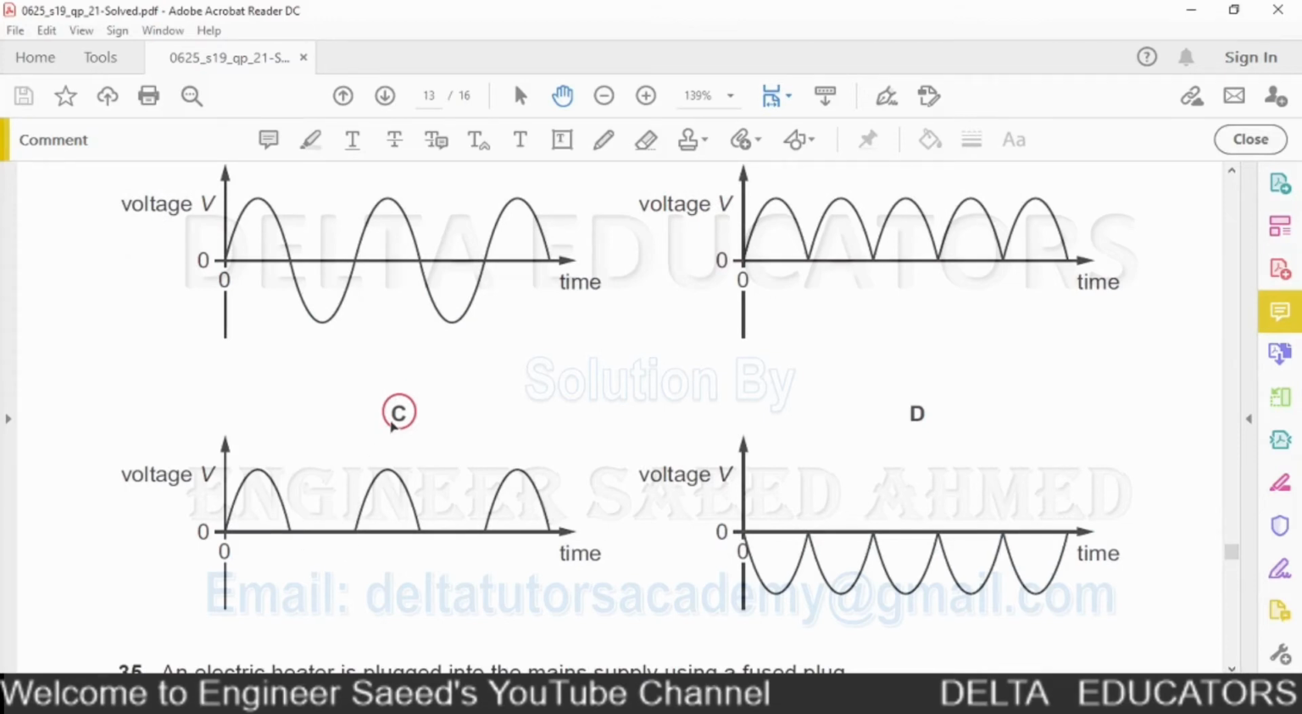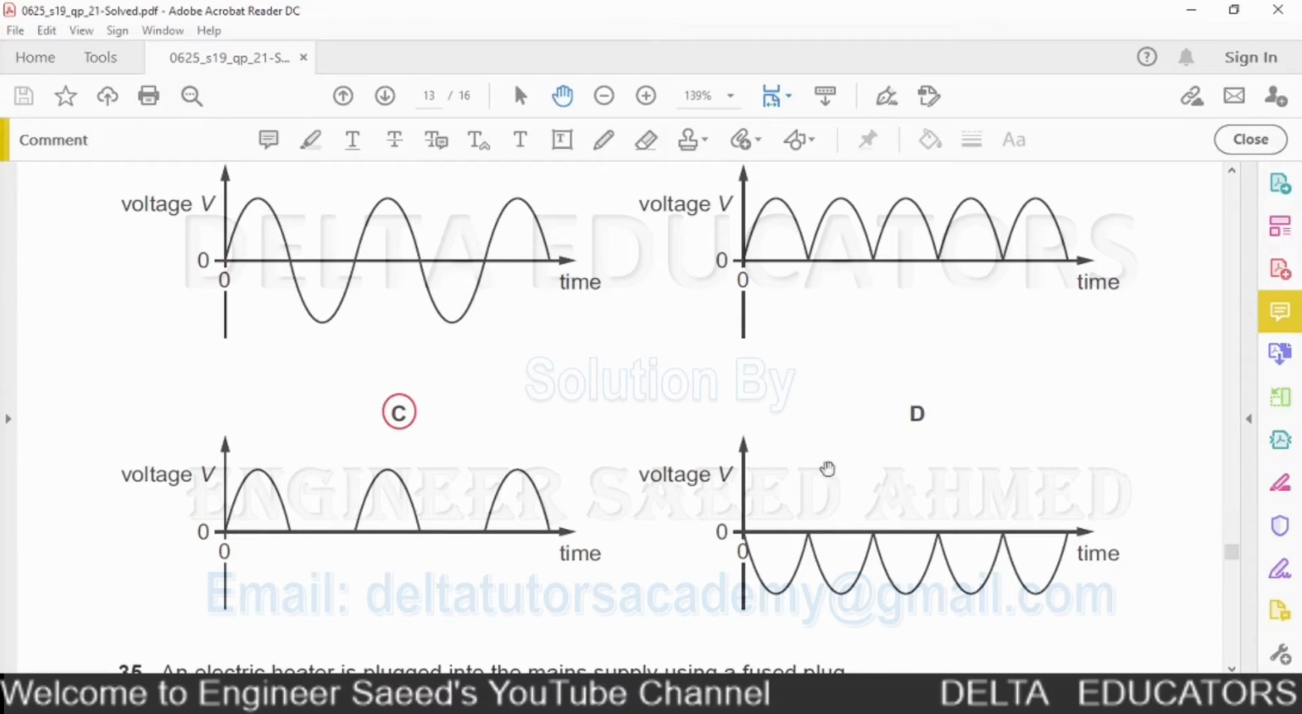Here in option C, we are looking that we have a positive cycle, negative cycle is stopped, then again positive cycle, then negative cycle is stopped. It is called half wave rectification that we get when we use a single diode. Since here we are using a single diode, we will have half wave rectification and the graph will be as shown in option C. So here our correct option is option C.